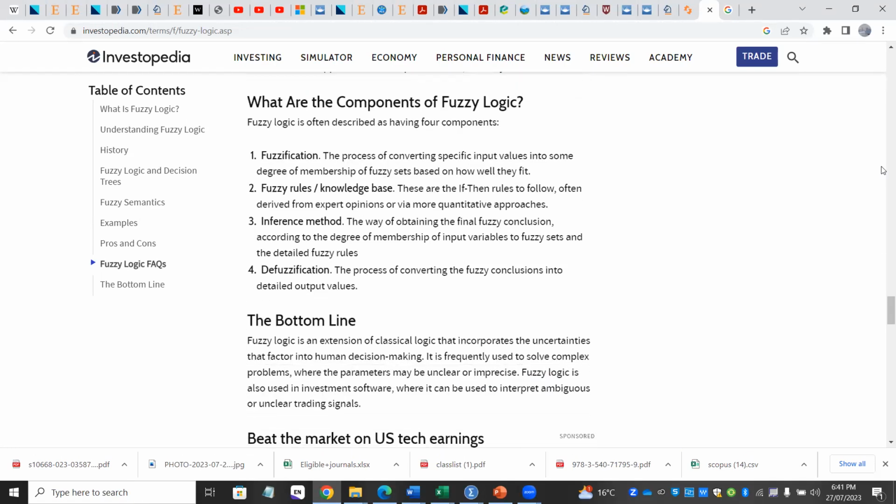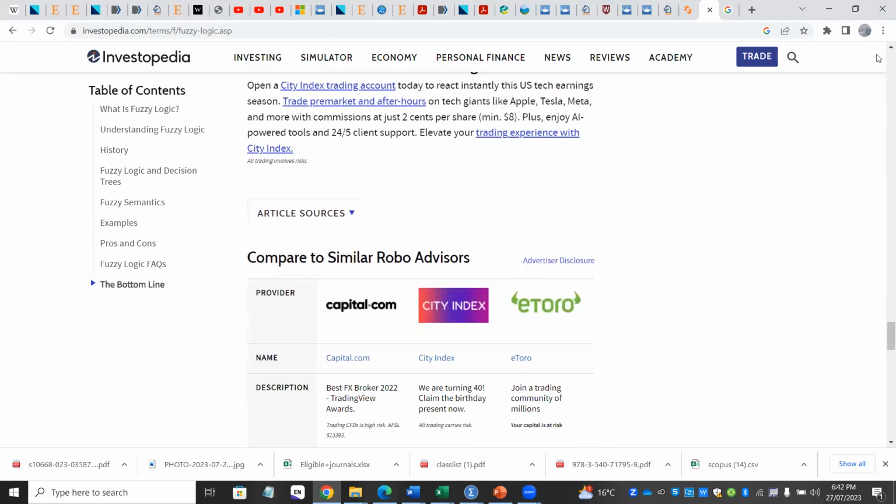But to bring this whole thing to an end before we go into our analysis, there are 4 main components which I have seen since I've been using fuzzy for some time now, which scholars normally talk about. These 4 components include the fuzzification, the fuzzy rules, setting the fuzzy rules or the knowledge base, and then the inference method, which you call the fuzzy inference, and then the defuzzification. Okay, so you can read more about these things.